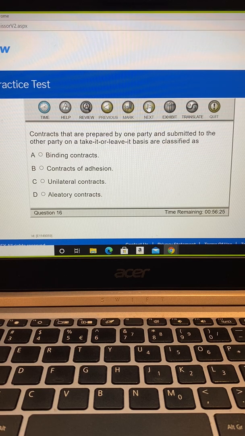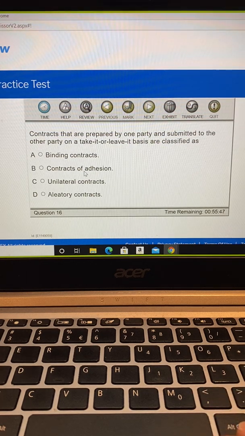Next. Contracts that are prepared by one party and submitted to the other party on a take it or leave it basis are classified as... is it C? No. The answer is D. B as in boy. I knew it was one or the other.